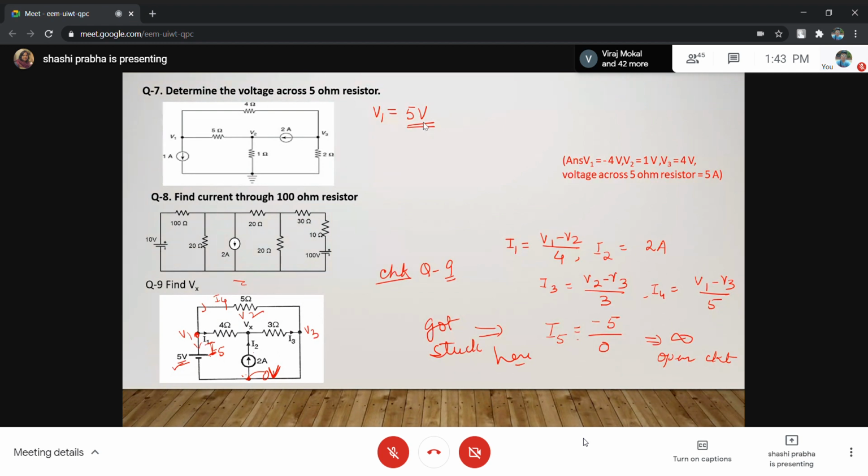Okay, problem solved. You can write equation at node 2. You can write equation at node 3. And V1 is equal to 5 volt. So how many unknowns are there? Only 2 unknowns are there, V2 and V3. So this type of numerical are to be done by this method. Okay. So this way we have finished nodal analysis.